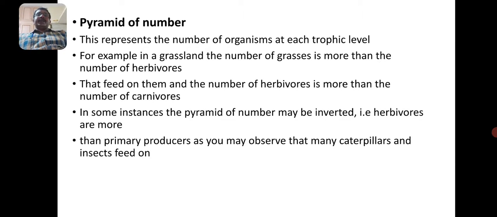In the pyramid of numbers, this represents the number of organisms at each trophic level. For example, in a grassland, the number of grasses is more than the number of herbivores that feed on them, and the number of herbivores is more than the number of carnivores. In some instances, the pyramid of numbers may be inverted and herbivores are more than the primary producer, as we may observe that many caterpillars and insects feed on a single tree.